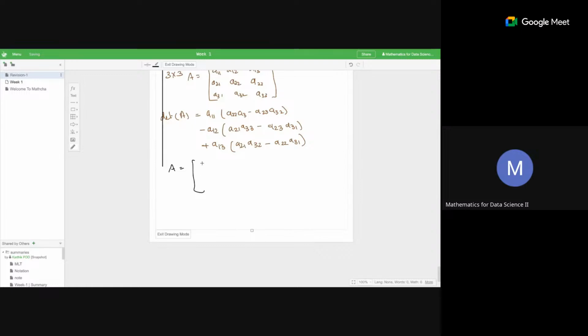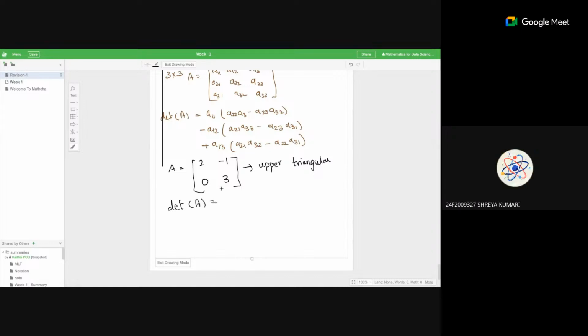Okay, so now in this example, I'm going to consider this matrix. Can you tell me what is the type of this matrix? This is an upper triangular matrix, right? Now let's find the determinant of this matrix. What is the determinant of this matrix?